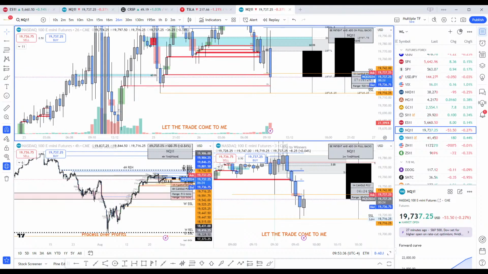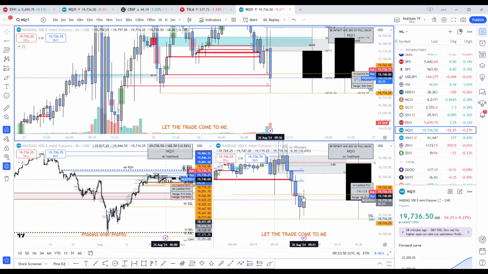2 minutes left in this 5-minute candle. It will pretty much tell us what's going to happen next on ES. Based on this 3-minute time frame, as long as we stay below the 3-minute volume imbalance paired with the 3-minute fair value gap, we see more expansion to the downside.